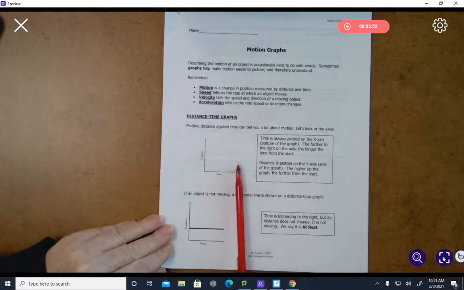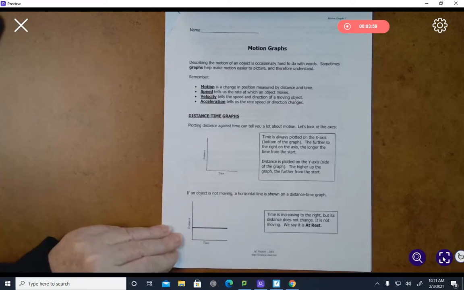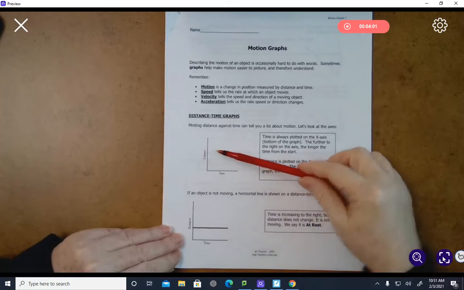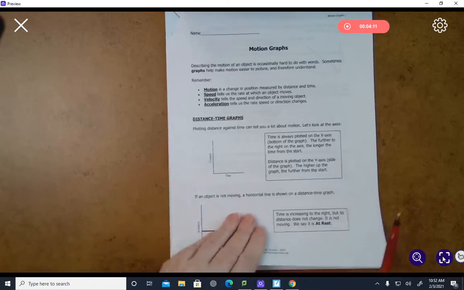So there's always that distance and time, and it was really cool. We called it space-time in class, and how Albert Einstein worked with that. Time always passes. It is increasing to the right, but since the distance didn't change, we say whatever object it is is either at rest or stopped.